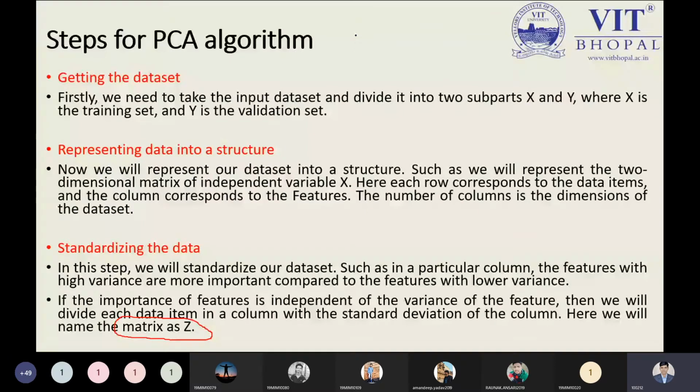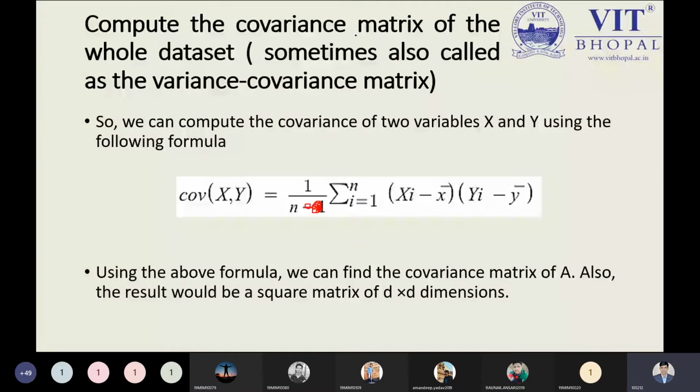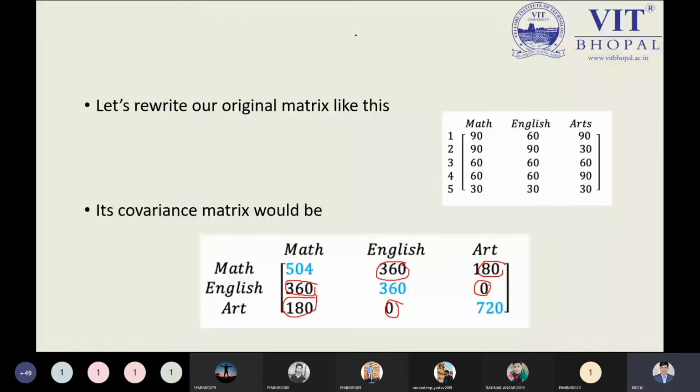So now we need to calculate the covariance of our A matrix, and here we have the solution. Let's rewrite the original matrix like this. I have written my matrix over here. You can see the math, English, art values, and the total number of rows is 5. And the covariance matrix we are getting is 504, 363, 180, 0, 720, 180. Can you tell me how we get all these values?